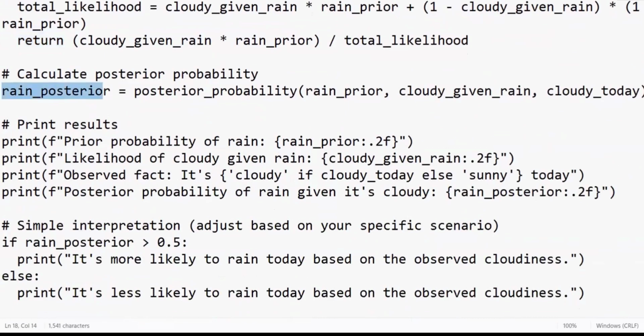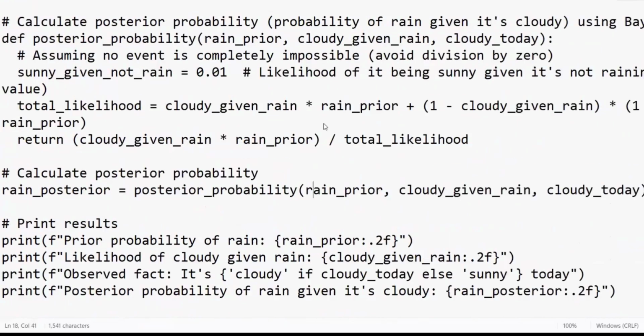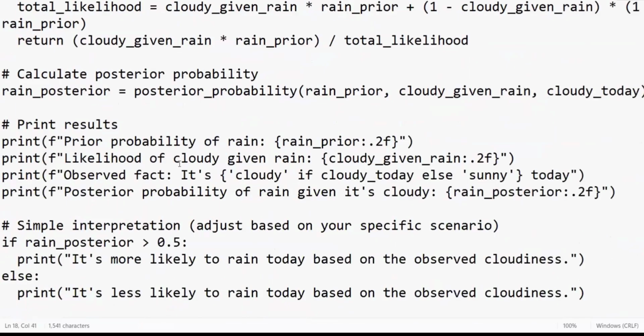Okay. So rain posterior, this is what first one. We are giving the posterior probability. We are giving all the three values. What is rain prior? 0.3. What is the cloudy given rain? 0.9. If it is cloudy today, true. Based on that, we are calculating this one. We are printing the result. If rain posterior is greater than 0.5, it is kind of similar to fuzzy logic, but it always rests on probabilities. It is more likely to rain today based on cloudiness, otherwise it is less likely to rain.